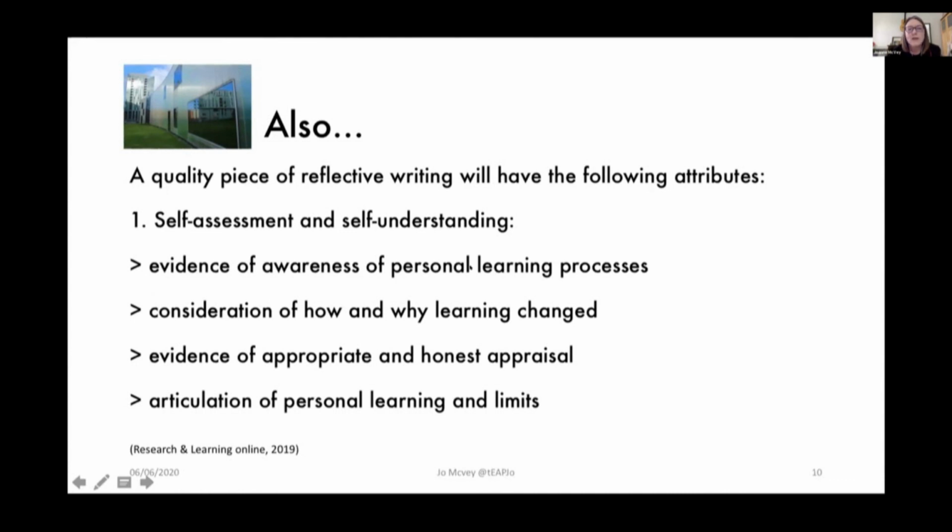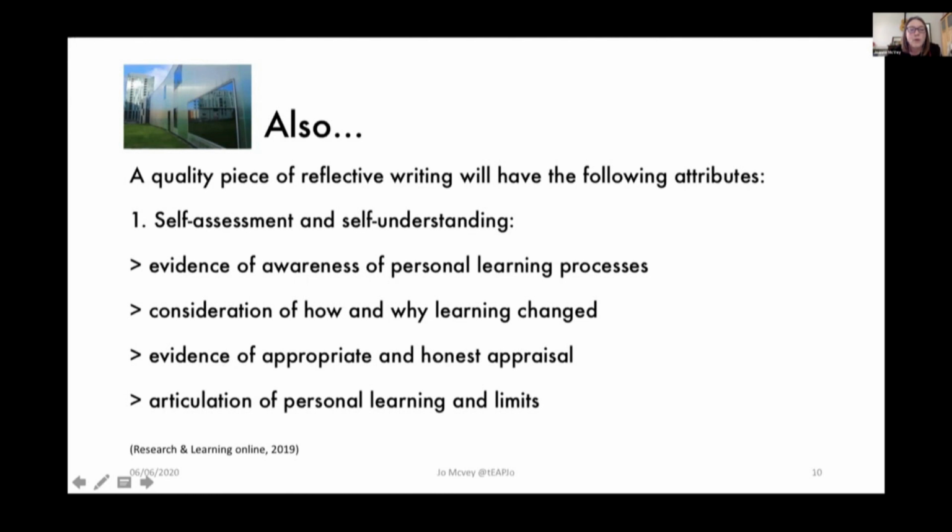So, evidence of awareness of personal learning processes. Have you talked about your personal learning process? If you have, brilliant, yay. Consideration of how and why learning changed. What changed for you? Something might have happened along the way that gave you the key to everything.